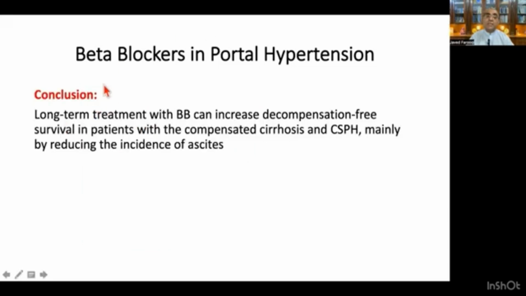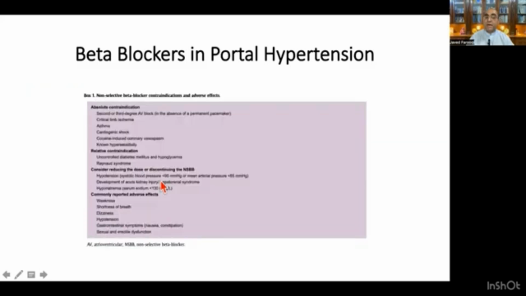So the authors conclude that long-term treatment with beta blockers can increase decompensation-free survival in patients with compensated cirrhosis and clinically significant portal hypertension, mainly by reducing the incidence of ascites. And these are the non-selective beta blockers' adverse effects.